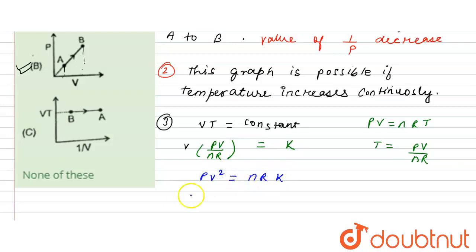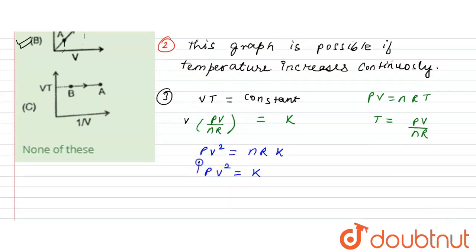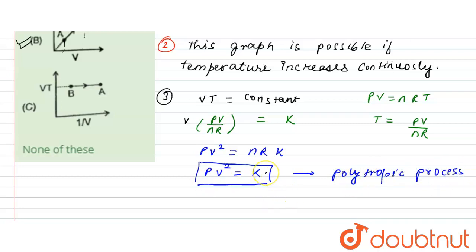Now n is constant, R is constant for a fixed mass. So PV square is equal to constant. So this is also a polytropic process. We very well know that this is a process that is called polytropic process. So definitely we can say that this graph will also exist. This graph is also correct because it is an example of a polytropic process and it is moving from B to A, as you can see very well.